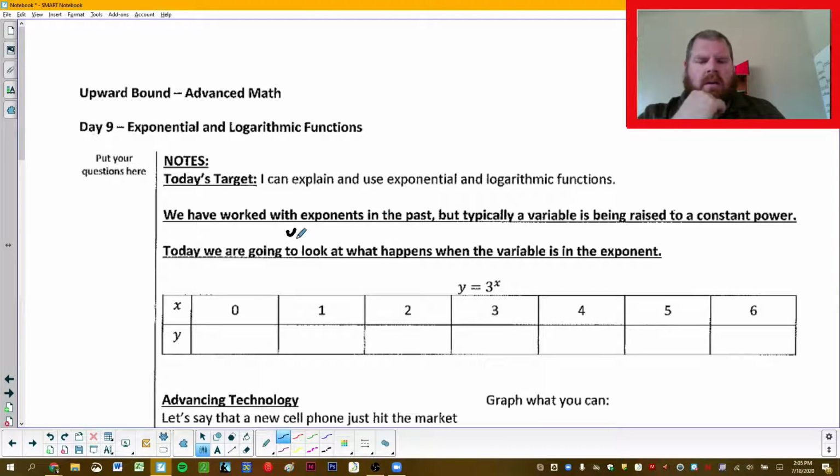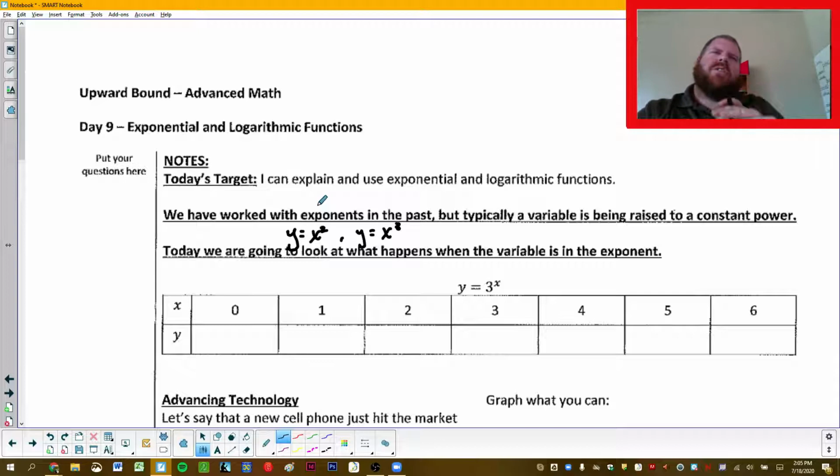Things like y equals x squared, right? We've got an exponent there. And we've also dealt with y equals x cubed, and so on. We've worked with a lot of those functions. Even though they deal with exponents, they're not called exponential functions. They're actually called power functions or polynomial functions, however you want to look at that.